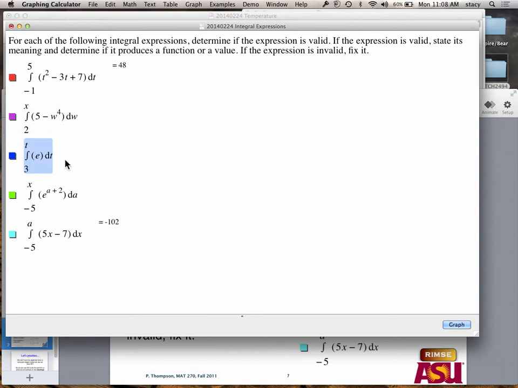Is this valid or invalid? Oh, wait, I just heard the valid. Was that valid or invalid? So my ending value cannot be the same as the variable that I use inside of my integral expression. So one of those guys has to change. This one's highlighted, so I'll change that one.